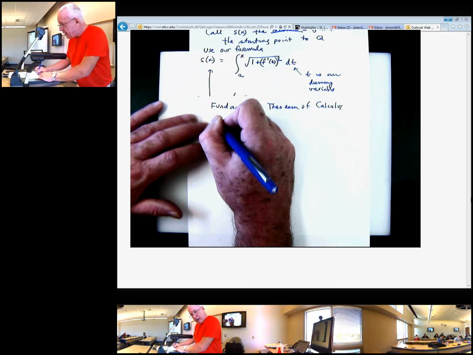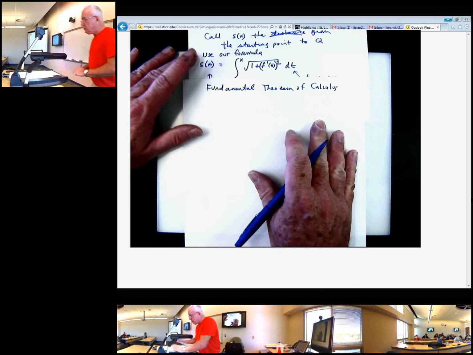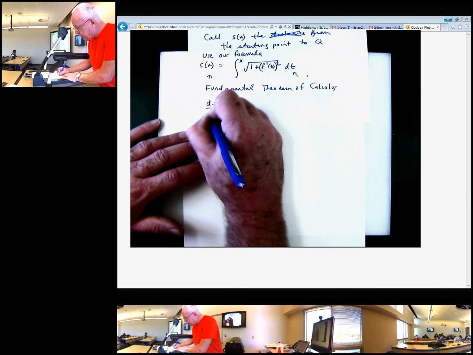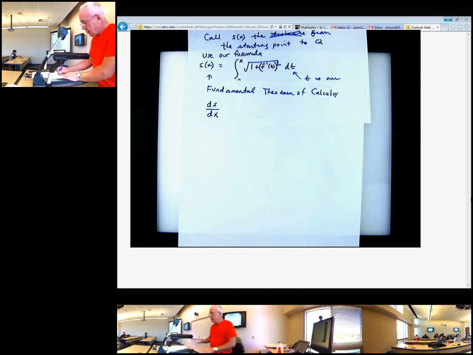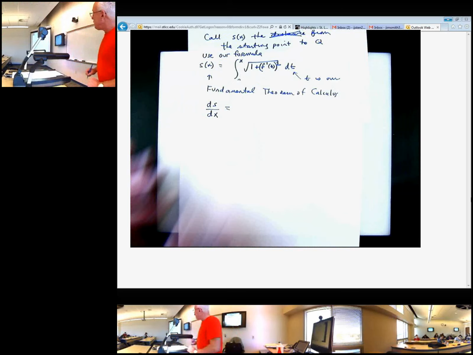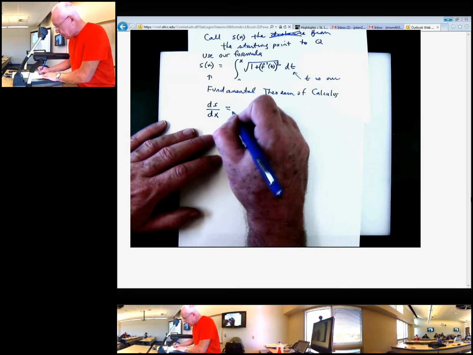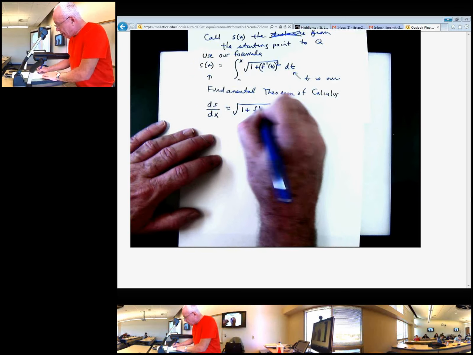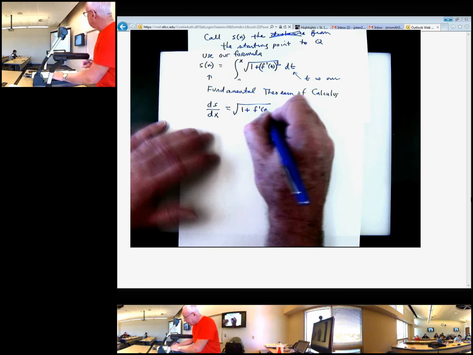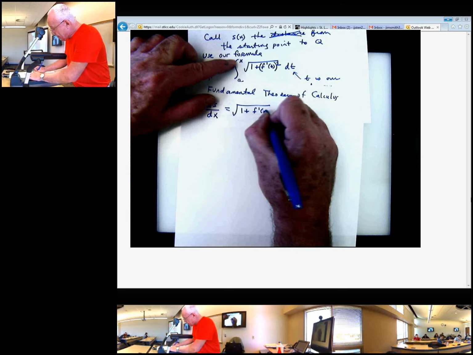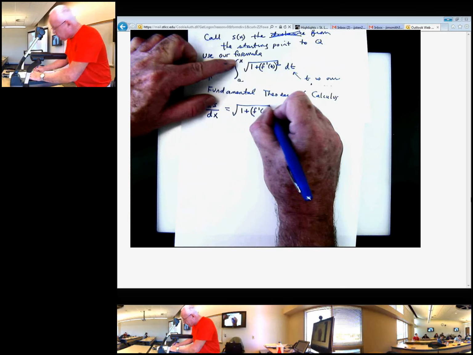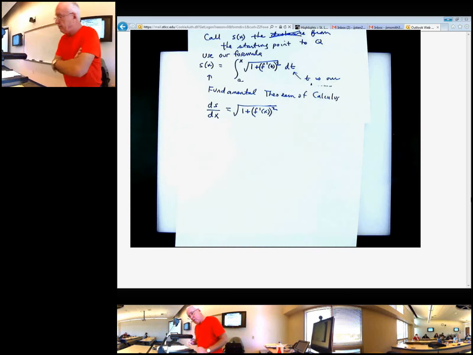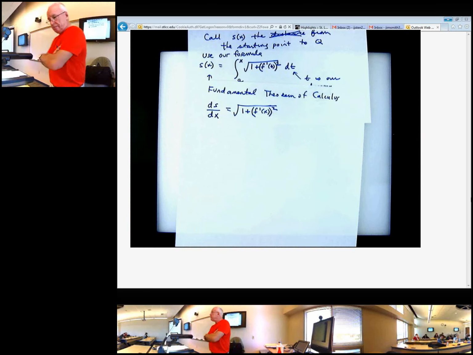Now we can say from this formula, this integral, that the derivative of this s function with respect to x is equal to what's on the inside of that integral. So it's going to equal the square root of 1 plus f prime, but now I can plug in that x that's up on top. That whole derivative is squared, f prime of x squared. Okay, so we have this formula.